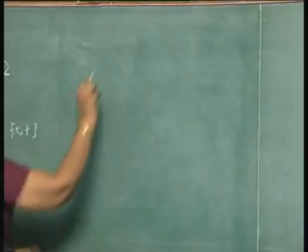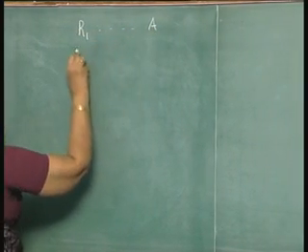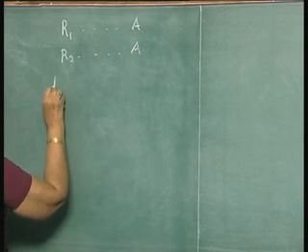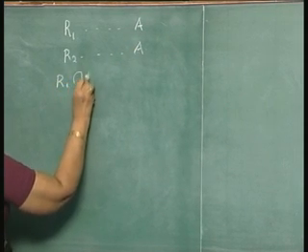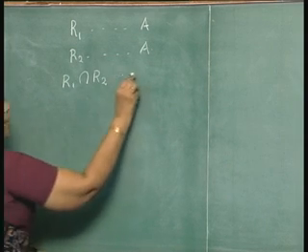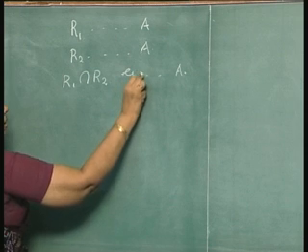So, R1 is an equivalence relation on A, R2 is an equivalence relation on A, and what can you say about R1 intersection R2? This is also an equivalence relation on A.